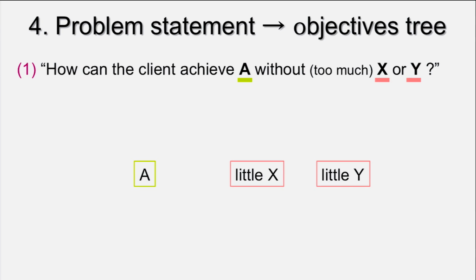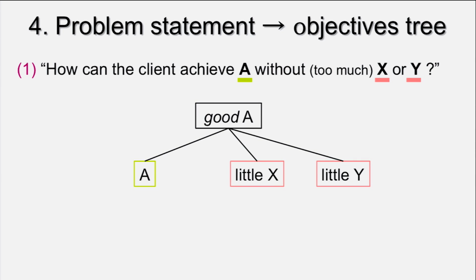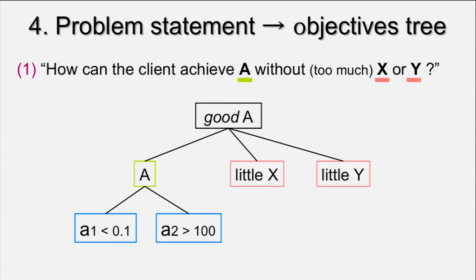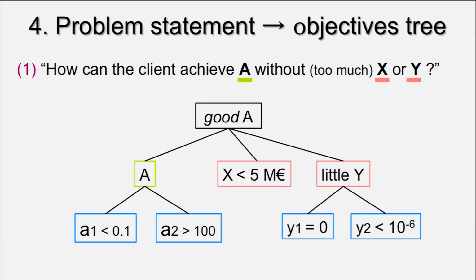Since an objectives tree needs a root, we then add it. Since the overall objective is to achieve A without X or Y, we can express this as good A. Good because it is A without any negative side effects. We must then operationalize A, X and Y. If A cannot be measured directly, we must find proxies that can. Let's assume that these are A1 and A2, and that for A to be good, A1 should be small, while A2 should be large. If X is monetary cost, then it can be measured immediately. And if Y needs further operationalization, this will, like A, involve finding good proxies.